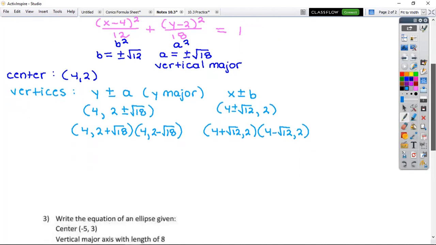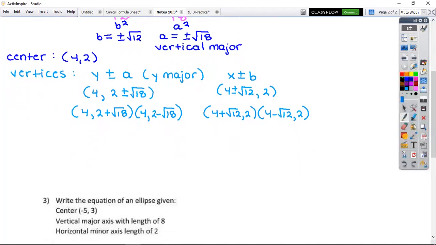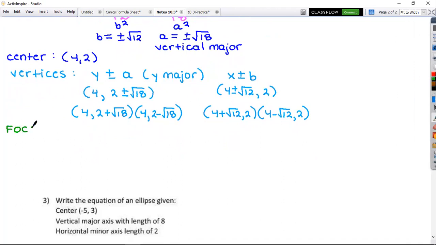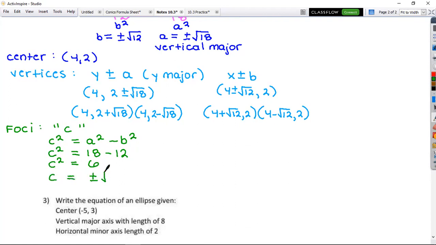The last thing that remains are the foci. All right, so let's do that up now too. Foci means I need the c value. So I need to do c squared equals a squared minus b squared. All right, so I have 18 minus 12. And again, all these are pretty much going to be radicals, and it's okay. So c squared is equal to 6. So c is equal to plus and minus the square root of 6.